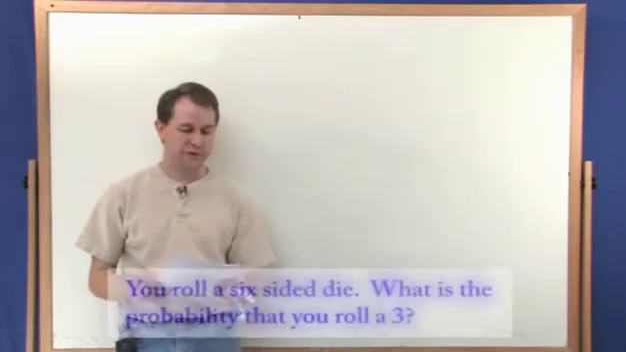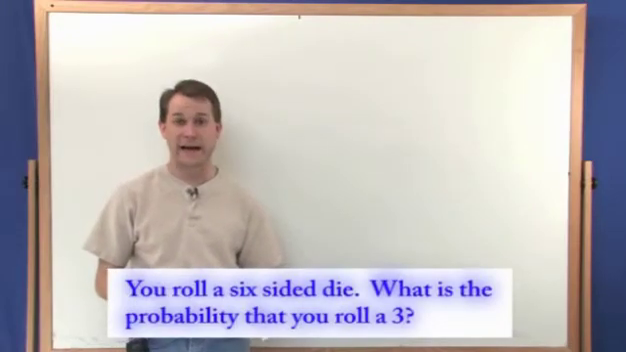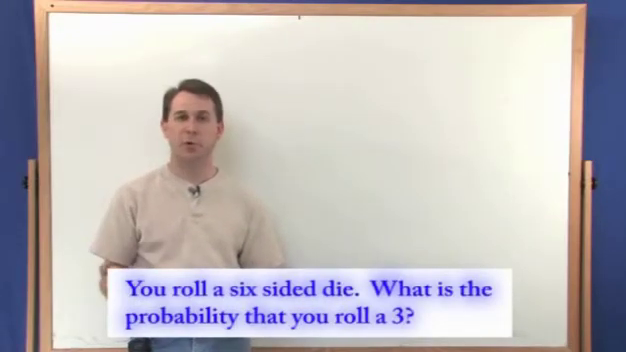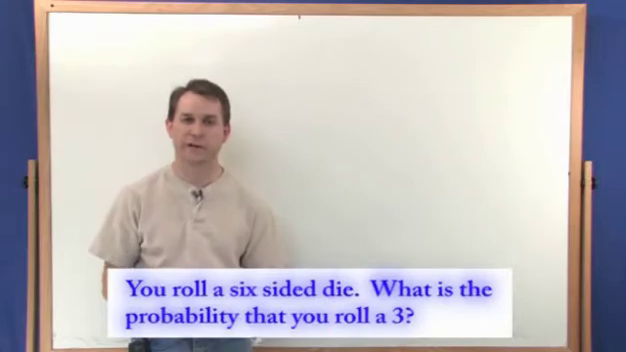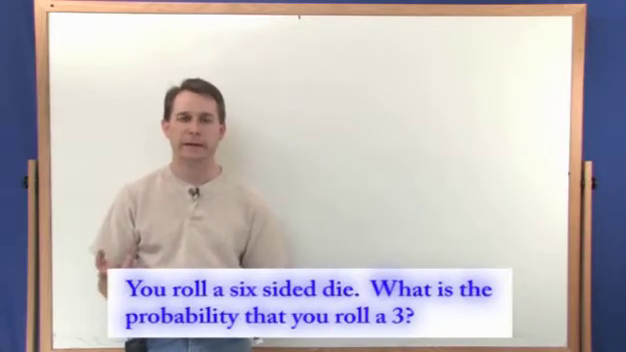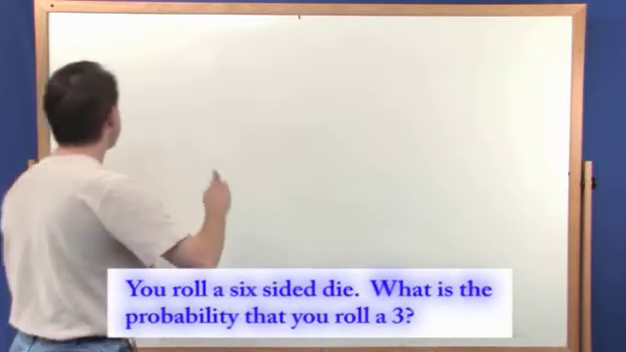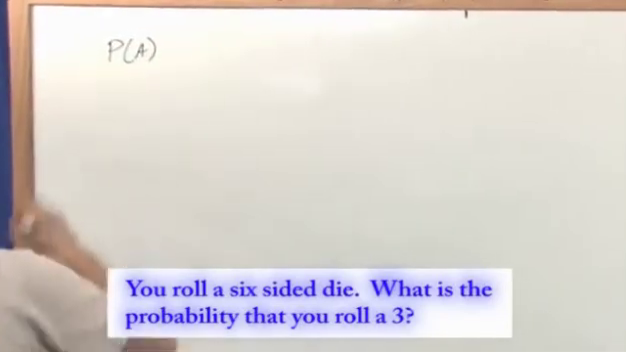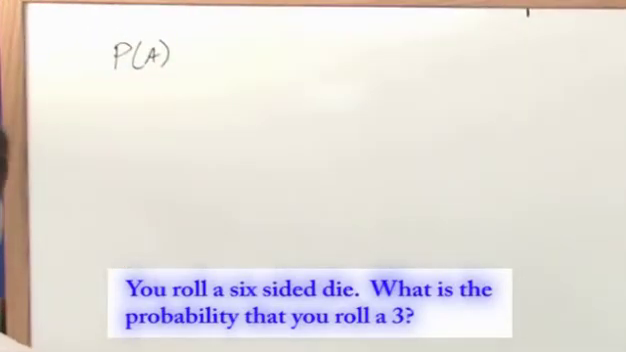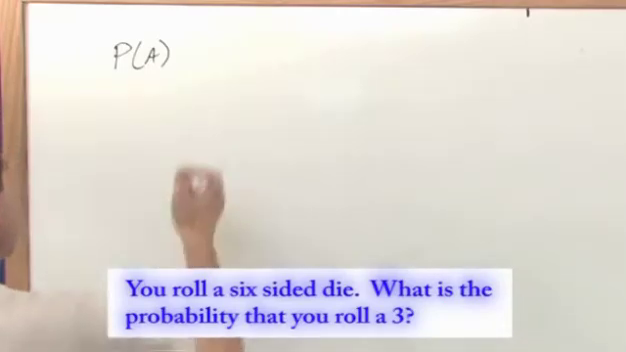The next problem says you roll a 6-sided die, just a regular die that you would get from a board game. You roll it, and it has 6 sides. What is the probability that you're going to roll a 3? So it's the same kind of thing. As always, the probability of my event A, when my event here is rolling a 3.